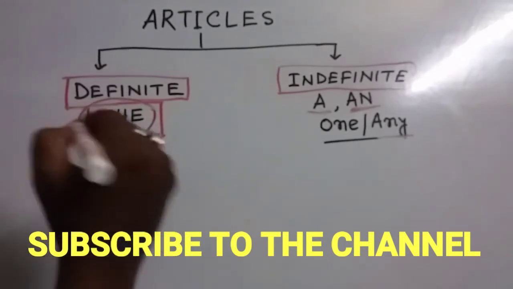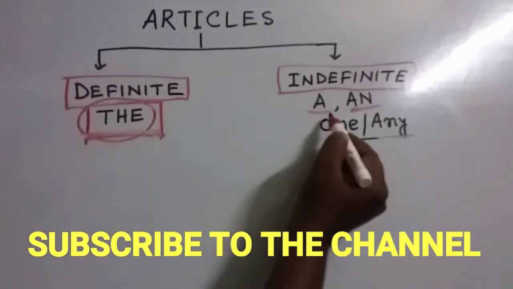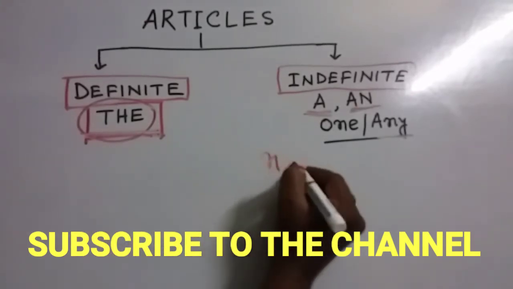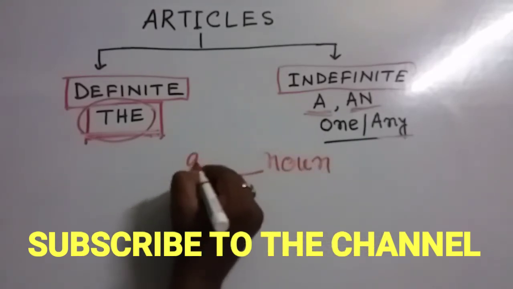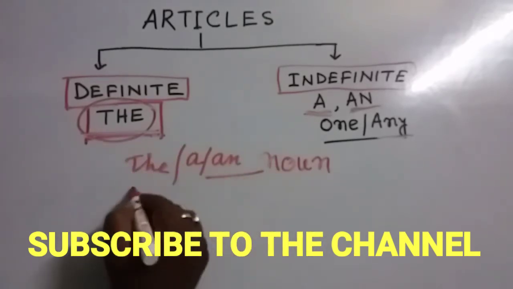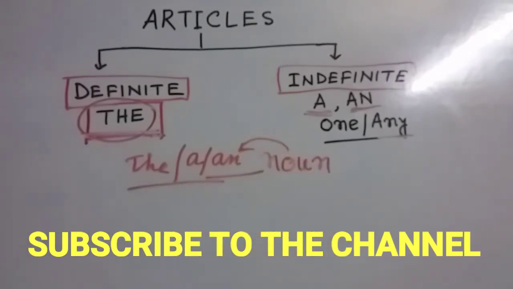Now my dear friends, we got three articles. One is "the", another is "a", and another is "an". That means there are three articles in the English language in total. And these articles are placed before the noun. That means before the noun we place the articles, just like this one, "a" or "an" or maybe "the", whatever it may be. Just before the noun we use it.